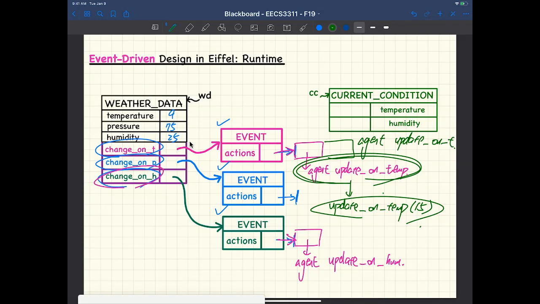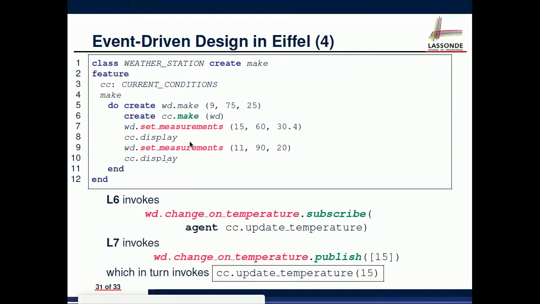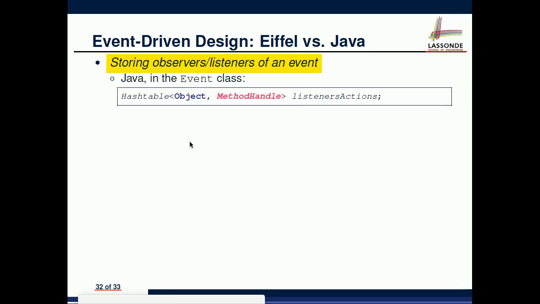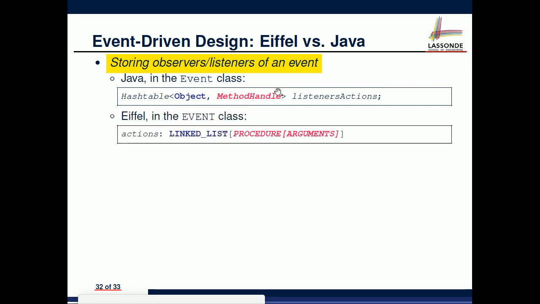All right, I think there's one more slide I want to go over, and then we are done with this topic, okay? So now the final slide, basically just to compare. Conceptually, Eiffel and Java are trying to achieve the same thing. However, the syntax makes one version harder and the other easier, and that's the difference. How do you store? In the case of Java, you get a hash table, a current object, and also a method handle. It's an existing class in Java, right? In the case of Eiffel, you simply use a linked list of procedures, okay?